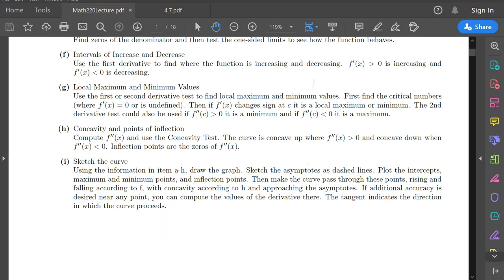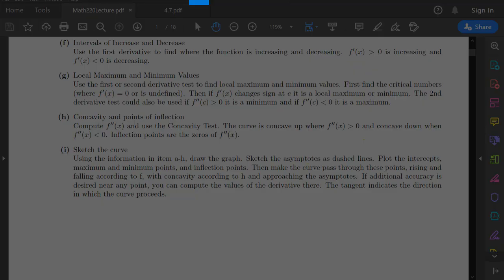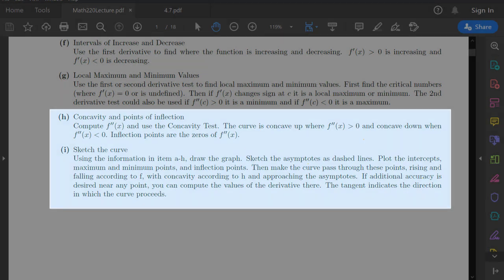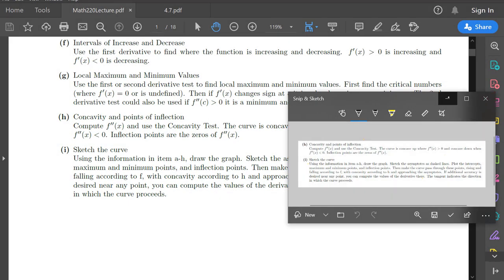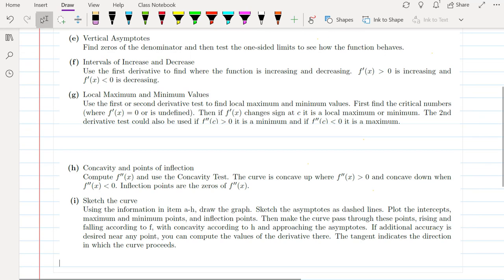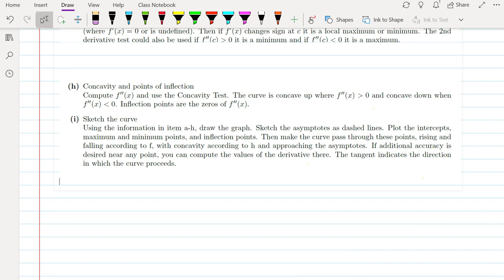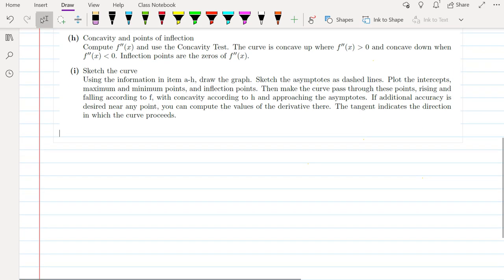All right, if we keep going, there's a couple more things on our list. We can test for concavity, and then finally we can use calculus to help us find all of these points and then summarize basically all of the important points that we have on our graph.